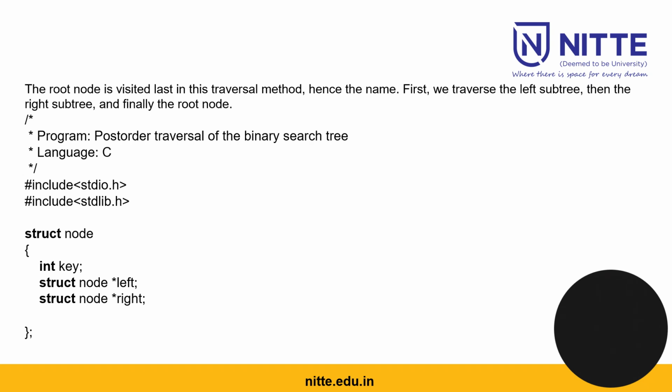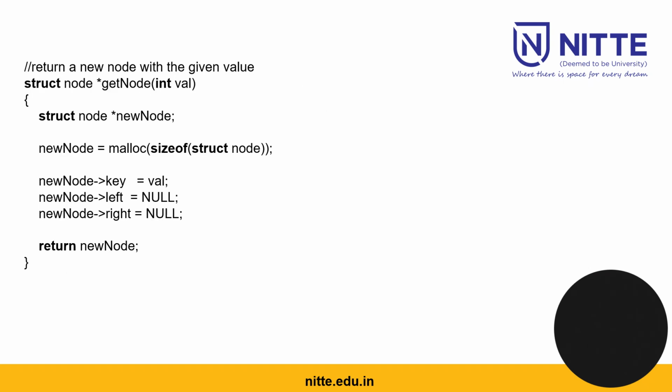So we will write #include <stdio.h>, #include <stdlib.h>, struct node, and here I will write int key, node star left and node star right. Okay, we will define left and right for the node here. Then we will return the new node with a particular given value. So for that we will write the getNode function with the int value as the parameter to this function.